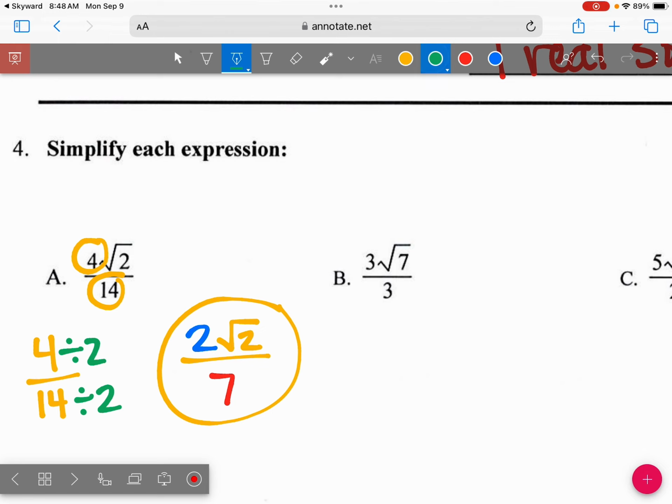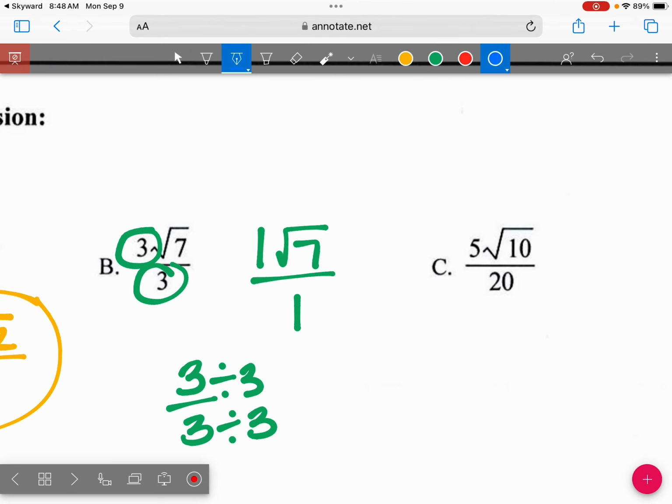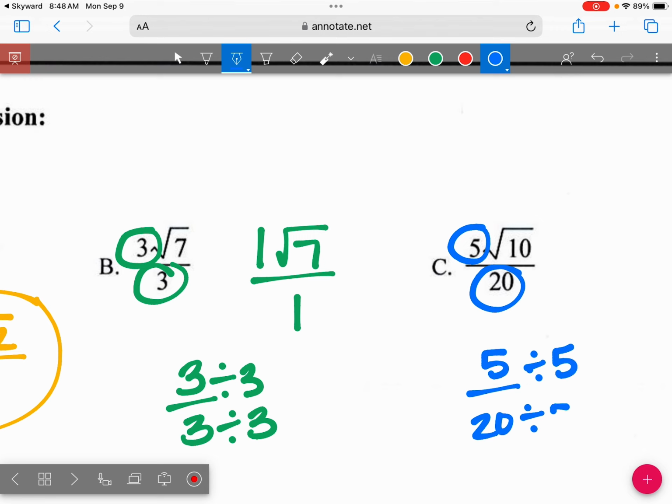For this next one here, 3 divided by 3 is 1, so that becomes 1 root 7 over 1, because you can divide 3 by 3, and that's how we get the 1. And then last one for today is 5 and 20. What number goes into 5 and 20? Not 4, 5. So what is 5 divided by 5? 1. And 20 divided by 5? 4. And then that root 10 has to stay.